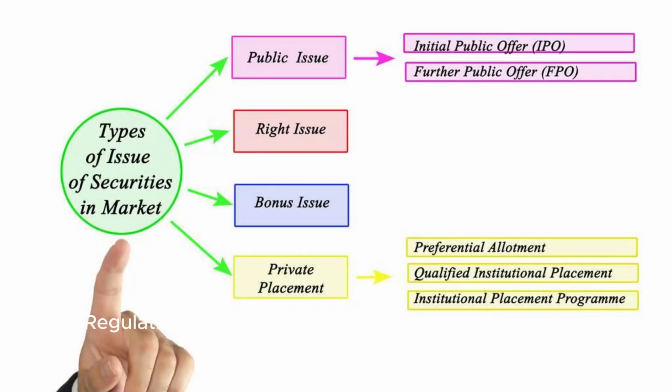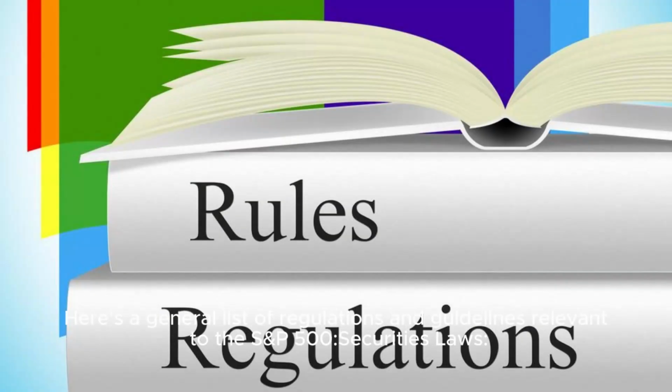Regulations governing the S&P 500 primarily revolve around securities laws, stock exchange rules, and guidelines established by regulatory bodies. Here's a general list of regulations and guidelines relevant to the S&P 500. Securities laws.